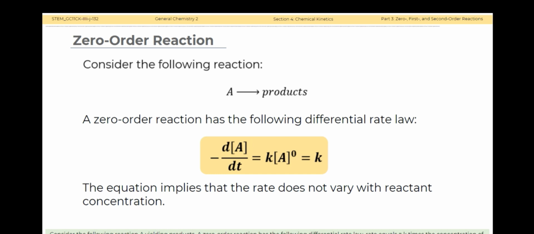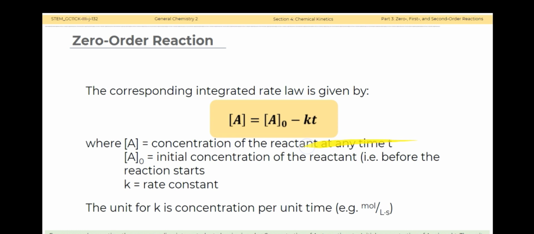Consider the following reaction, A yielding products. A zero-order reaction has the following differential rate law. Rate equals k times the concentration of A raised to 0, or simply k. The equation implies that the rate does not vary with reactant concentration. For a zero-order reaction, the corresponding integrated rate law is given by the concentration of A at any time equals the initial concentration of A minus kt. The unit for k is concentration per unit time, for example, mole per liter second.